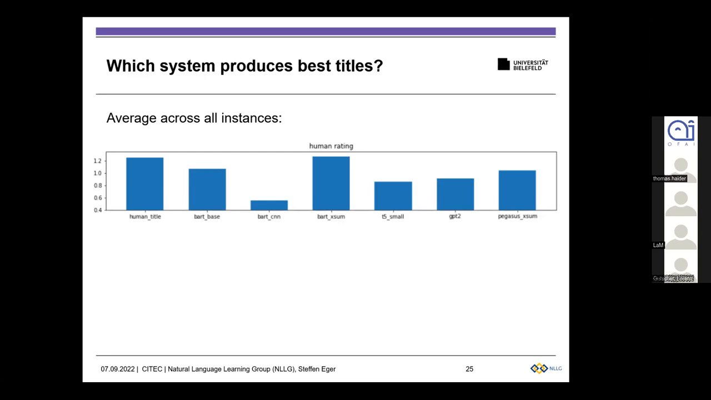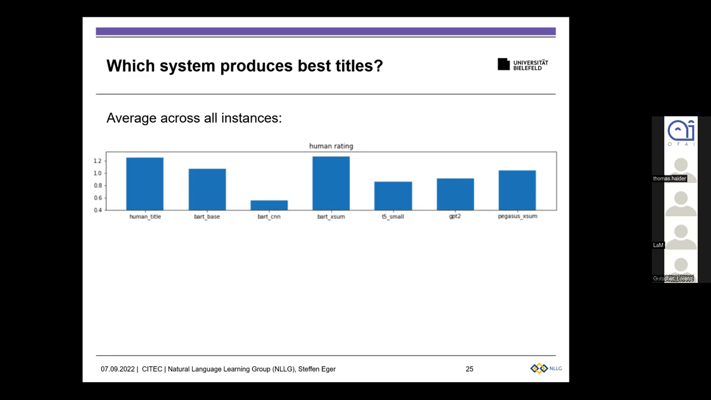Okay, so after the human annotation for quality of the titles and for humorousness, we ask our next question. And this is, which system actually produces the best title? So before I told you we have abstracts and titles, and each title has a score. How good is the title for the abstract? Now what we can do is we know which title comes from which system. We can just average all the scores, right?